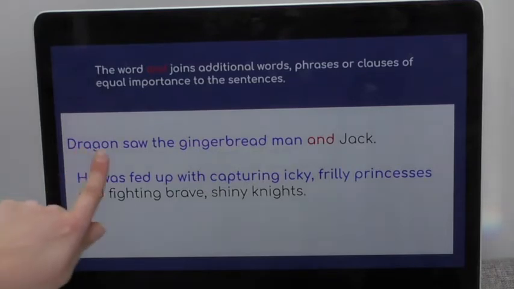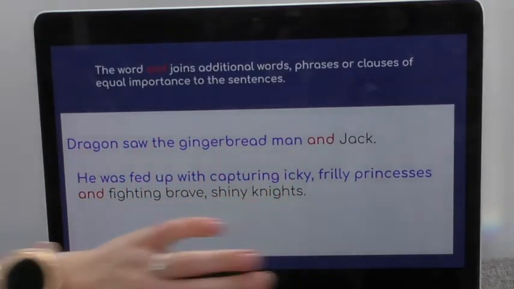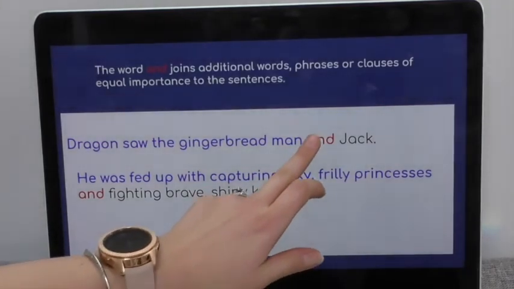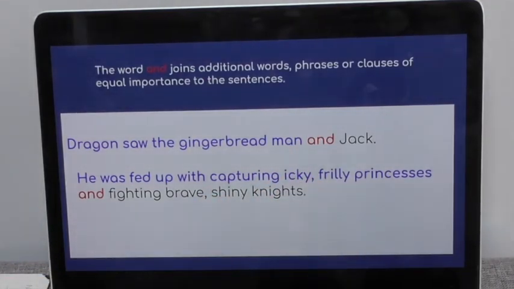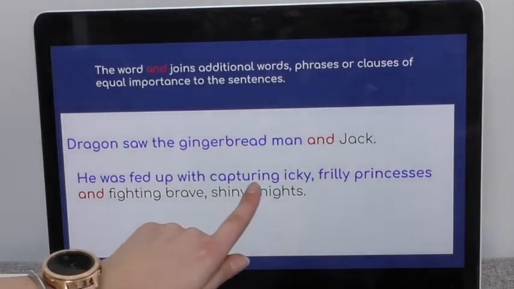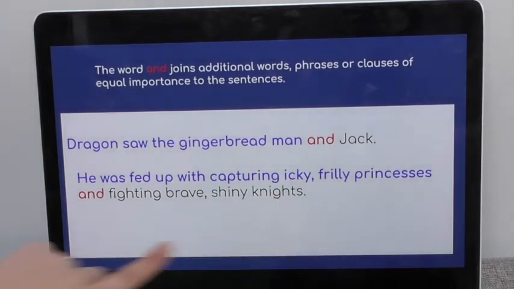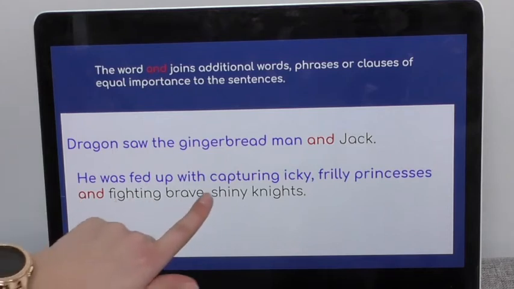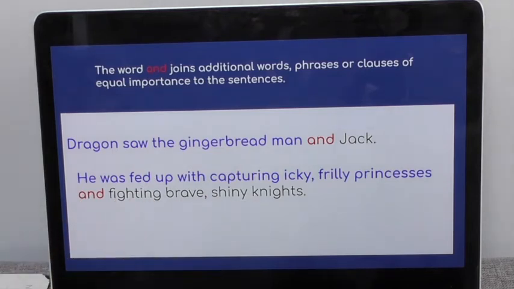We could have dragon saw the gingerbread man. That would be one idea, but we're using and to join additional information. Dragon saw the gingerbread man and Jack. They're both equally important. He was fed up with capturing icky, frilly princesses and fighting brave, shiny knights. The dragon is equally fed up with capturing princesses and fighting knights. They're equally important.